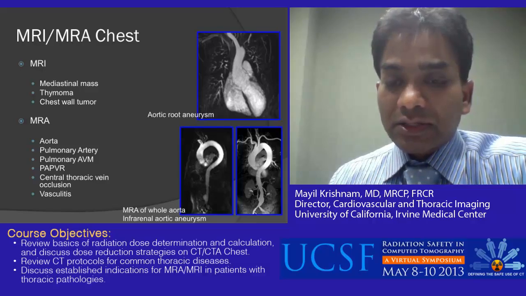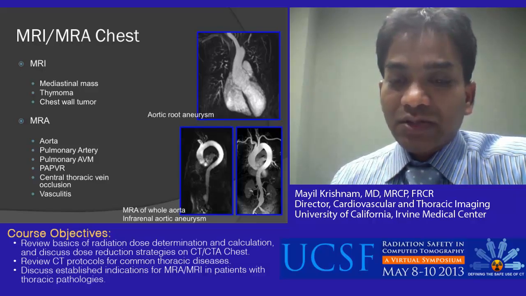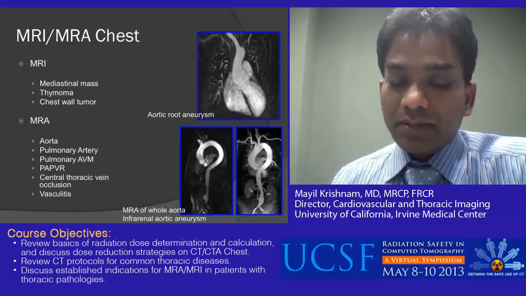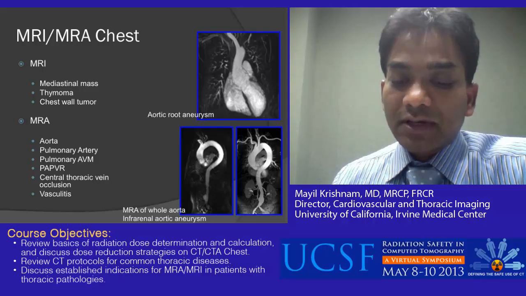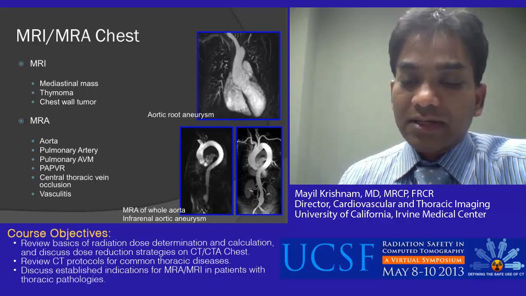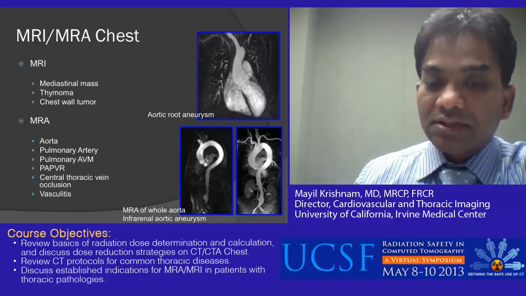MRI chest can play a role in assessment of mediastinal mass, thymoma, and chest wall tumor. The top image on the right is a patient with Marfan's, a very young patient, who didn't want to have a CT, and we did MRA showing nice aortic root aneurysm. Bottom images from a middle-aged male showing aneurysm of ascending aorta and infrarenal abdominal aorta, and he didn't want to have a CT, and MRA was performed, and very diagnostic images.